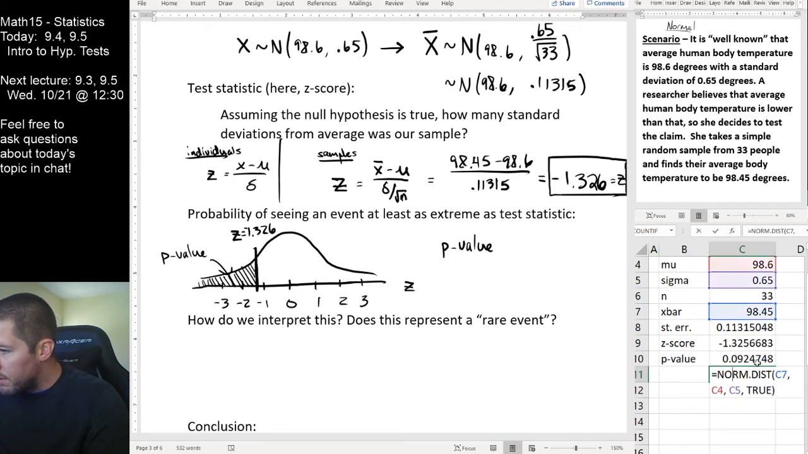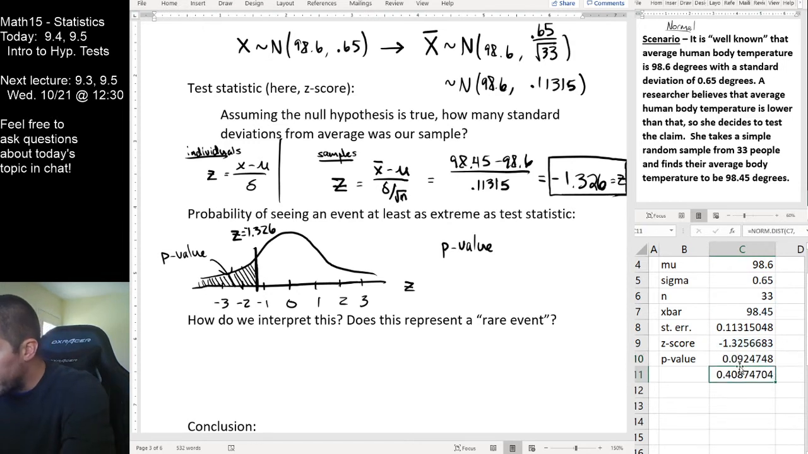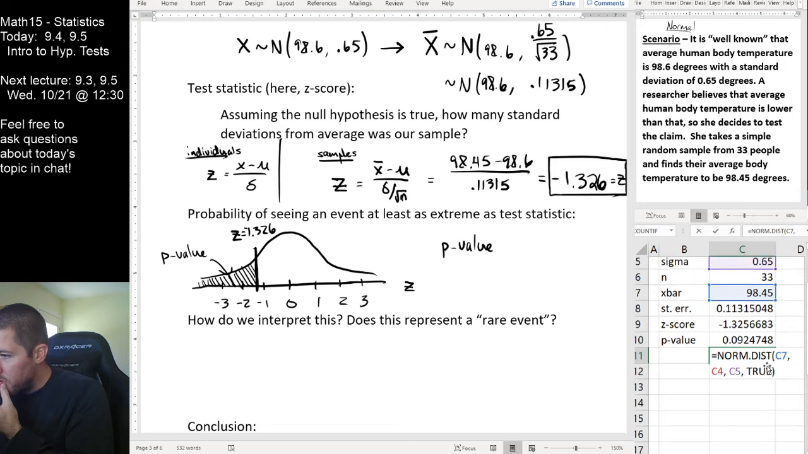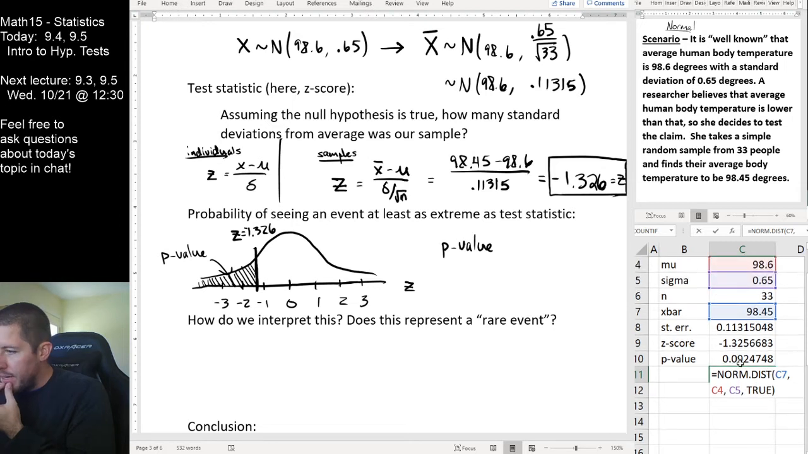C7, C4, C5, X. What? NORM.DIST C7. Oh, I'm using sigma instead of my standard error right there.